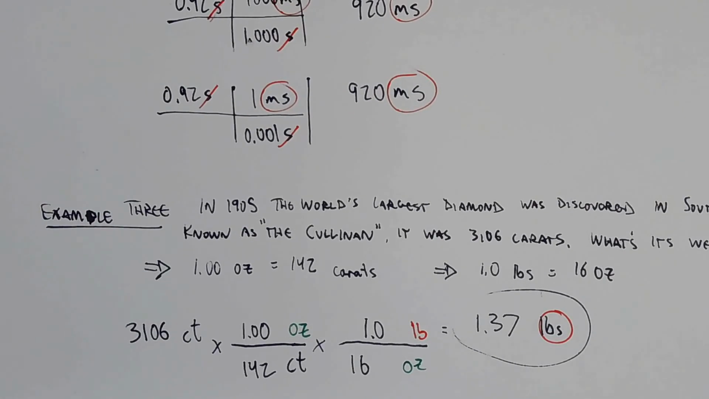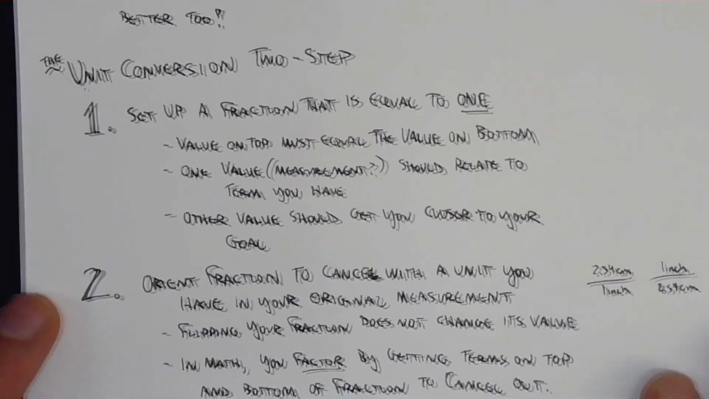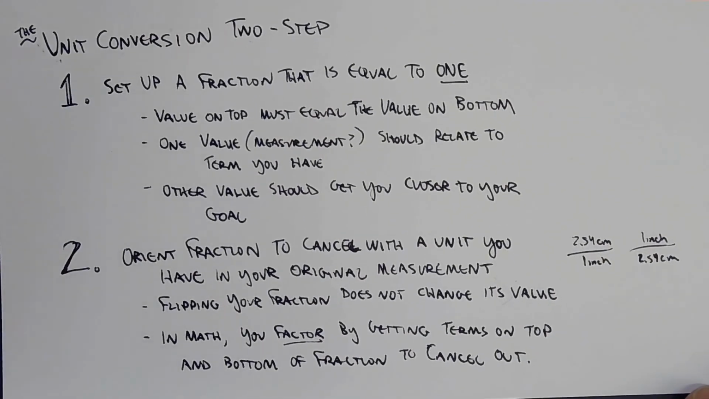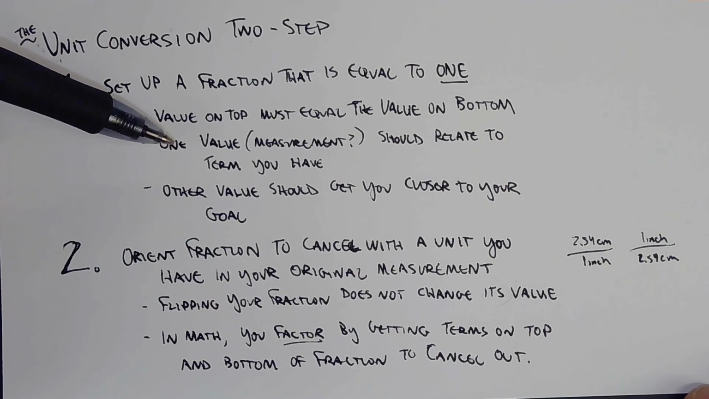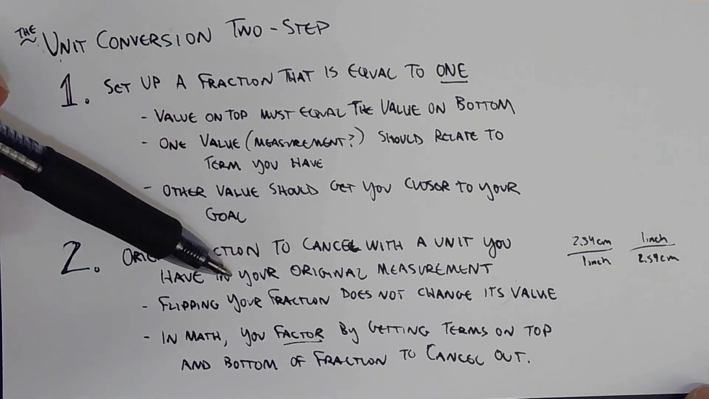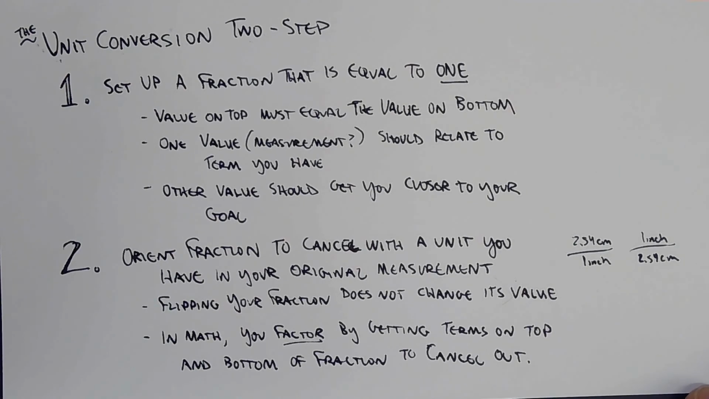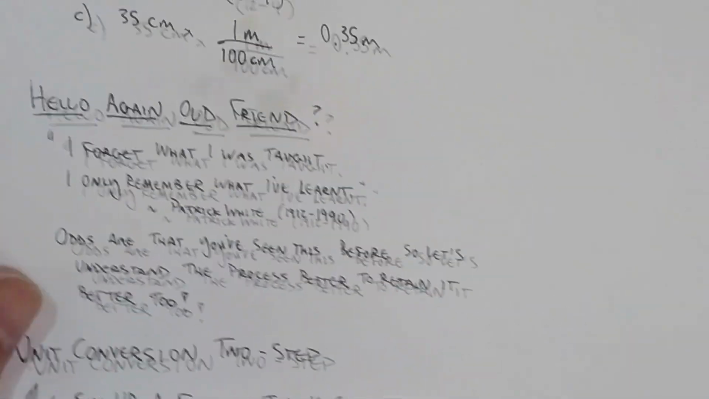So that's the basic introduction to unit conversion. If we remember back to our original instructions, you have to make sure you set up your fraction equal to 1. The value on the top has to equal the value on the bottom in terms of measurements normally. And every step should get you closer to your goal. Orient so that the unit on the top cancels with the unit on the bottom. All right. That should get you through your basic level unit conversions.